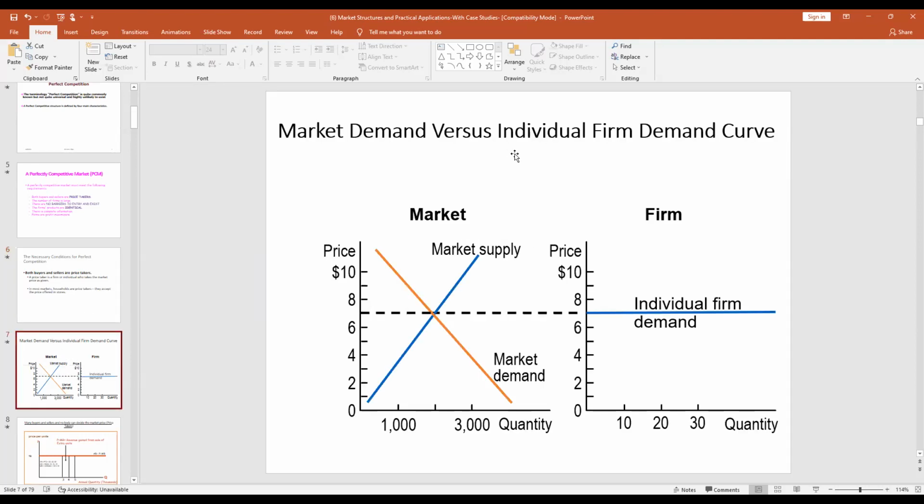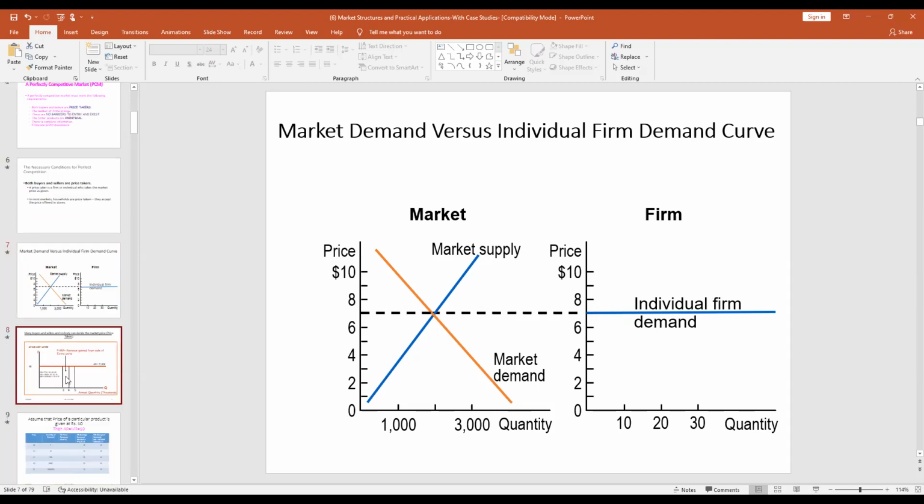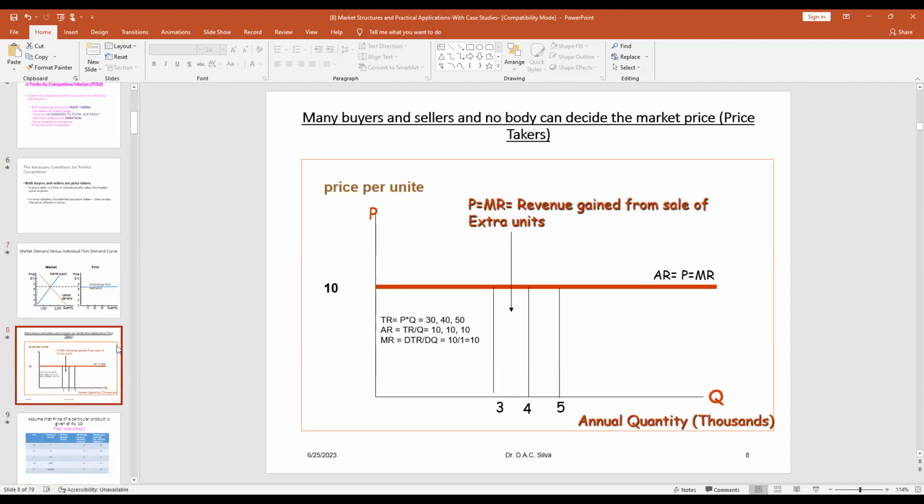Then we can compare the market and an individual firm. This is the market demand and market supply, and this is where the price is determined. The individual firm must sell its product at this price. Total market demand and total market supply determine the price. At the market-given price, sellers can sell any amount, and buyers can buy any amount. So this is determined by the market.